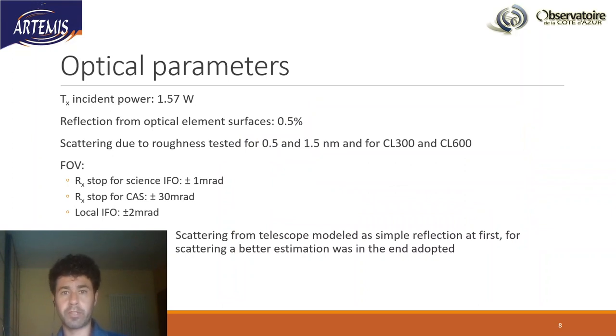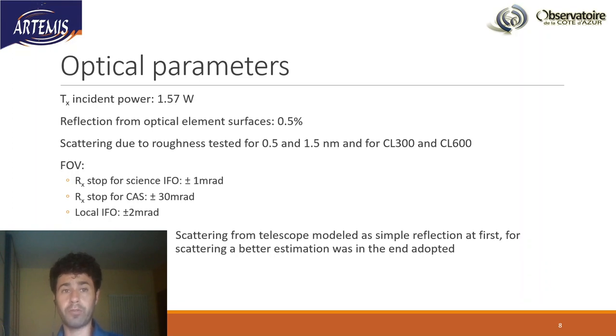Here are the optical parameters used for the work. We adopted an incident power on the first surface of the four-element system of 1.57 watts. Each surface was assigned a reflection of 0.5%, and we analyzed scatter due to roughness, for roughness of 0.5 and 1.5 nanometers, and also scatter due to contamination, for two contamination levels of 300 and 600.